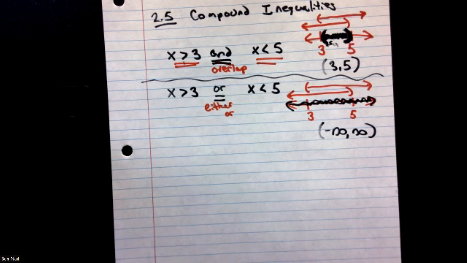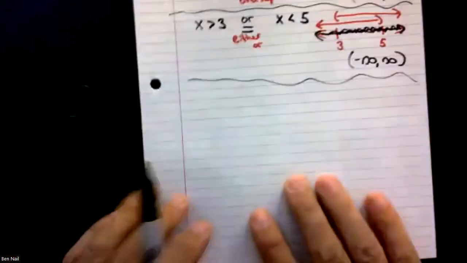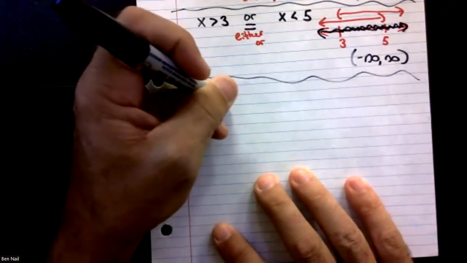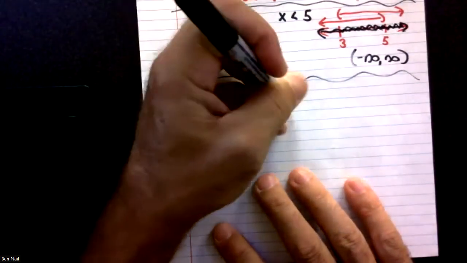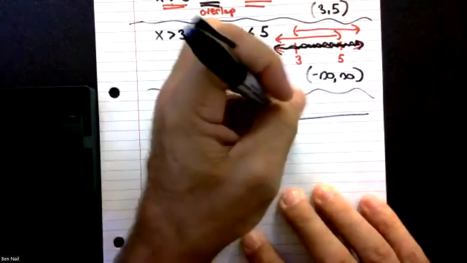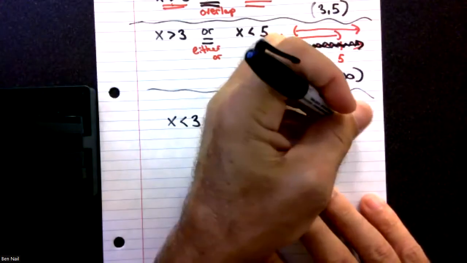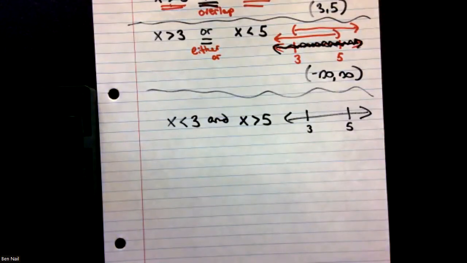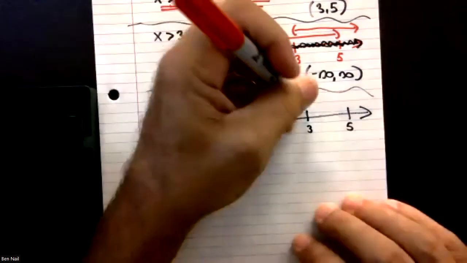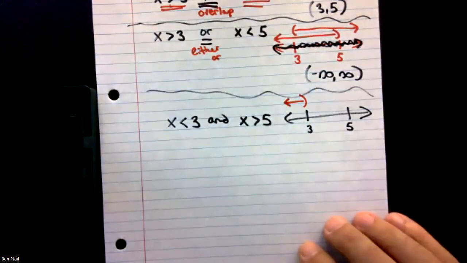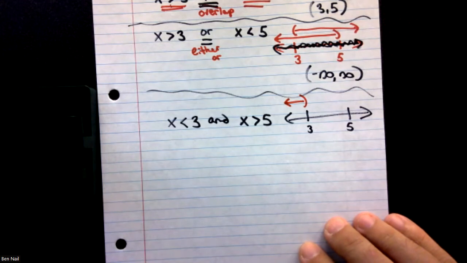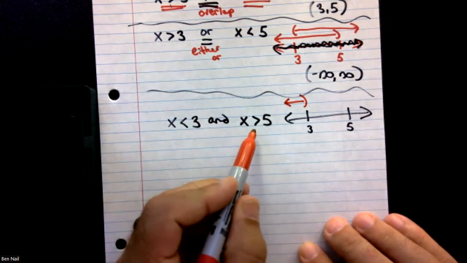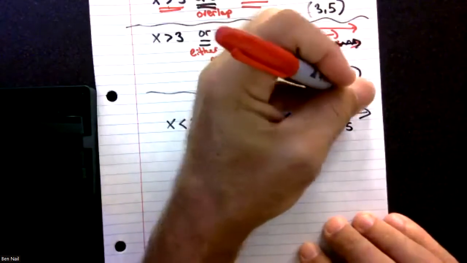Okay, I want to show a couple other situations doing similar type of stuff. So if we said x is less than 3 and x is greater than 5. Again, it's important, smaller number to the left, bigger number to the right. Everything smaller than 3 goes this way. Everything bigger than 5 goes this way.